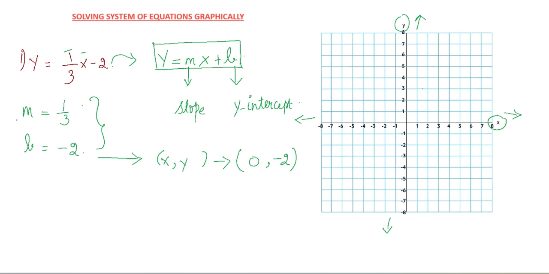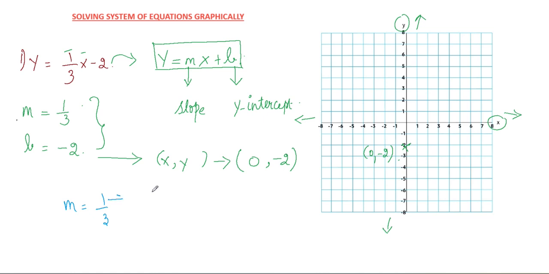As I have already mentioned, on the y-axis the negative values are present below the x-axis. So this is how the point 0, minus 2 is located. I hope it is clear. Now let's understand how to locate the second point. To locate the second point, you have something called the slope value. 1/3 is the slope value from the question.